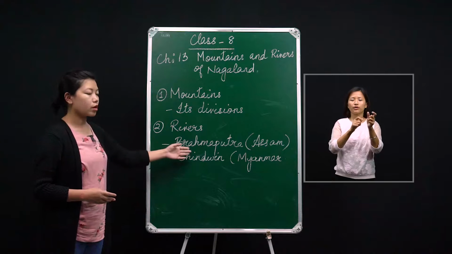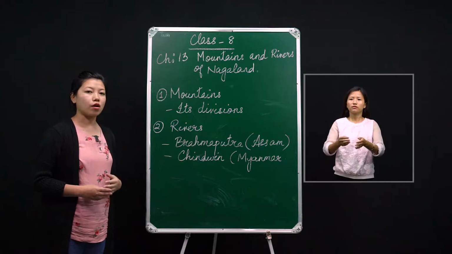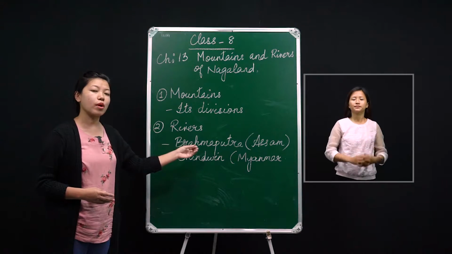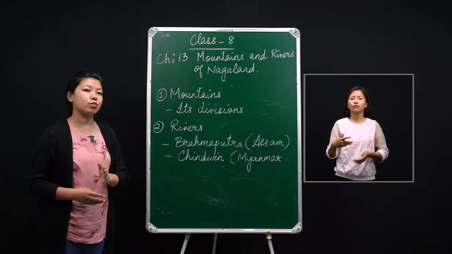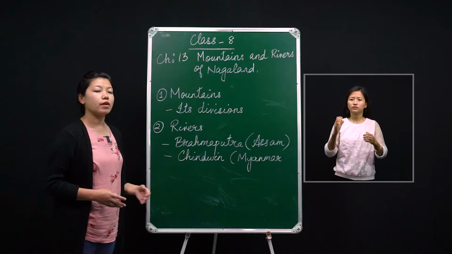Why these two? Because some of the rivers are towards the west of Nagaland. That is why these rivers go and join the Brahmaputra river, whereas the rivers towards the east go and join the Chindwin river of Myanmar.